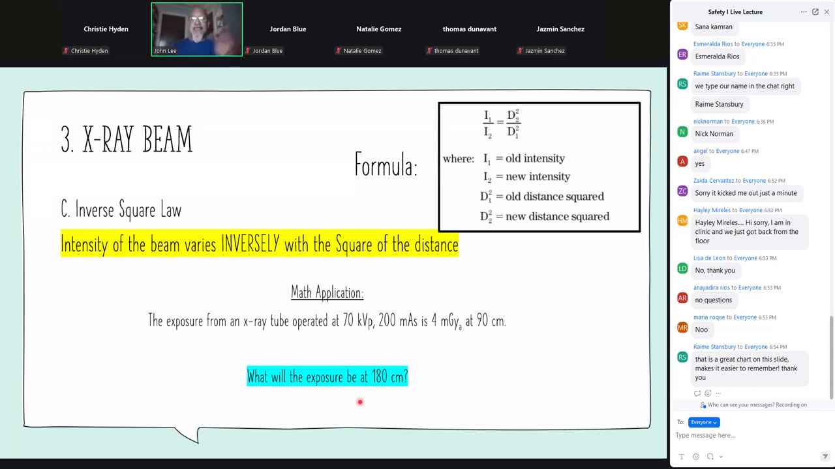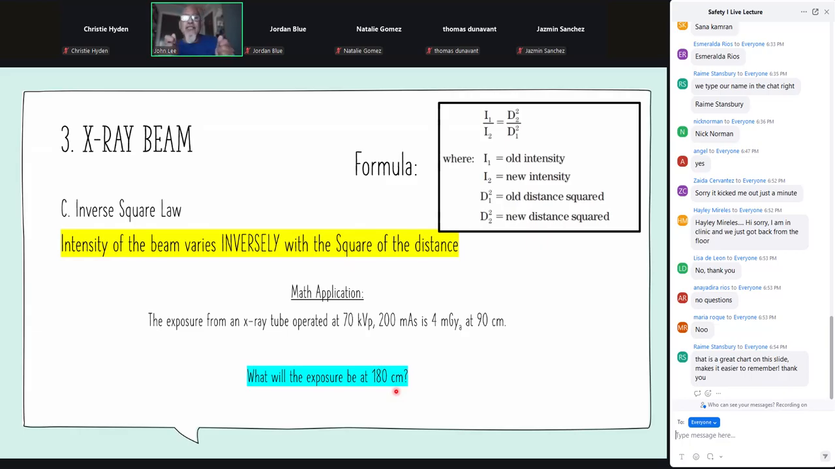Now, it's solidified that it's the inverse square law because we're changing our distance. So here we have I and D. So here I sub 1 is 4, 90 centimeters is D sub 1, I sub 2 is what we're looking for, and 180 is D sub 2. So we plug those numbers into our formula, solve for X, and we'll get an answer. Now, the quickest way for me on this without even using the formula is I look at it and I say 90 centimeters is where we start.